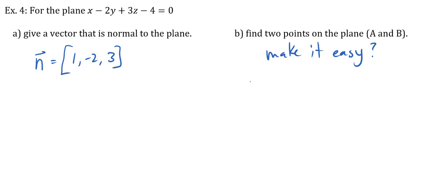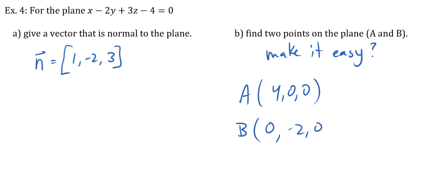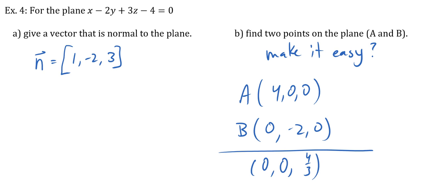You said plug in 4 for x. What about 0 and 0? So my A point is going to be 4, 0, 0. And then for B, what could I do? How about 0, negative 2, 0? If I needed a third, it would be 0, 0, 4 over 3. Not quite as nice, but okay, very good.